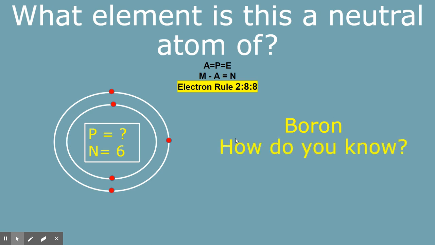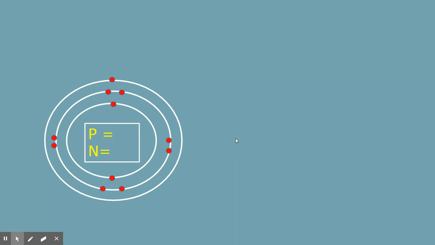How do you know? I just explained it. There are 5 total electrons, and electrons have to equal the number of protons, and the protons tell us the atomic number, and therefore the atomic number of this element is 5.